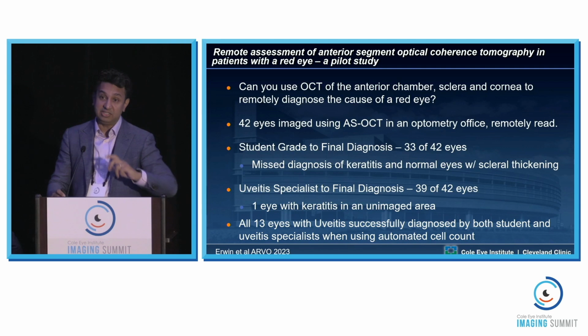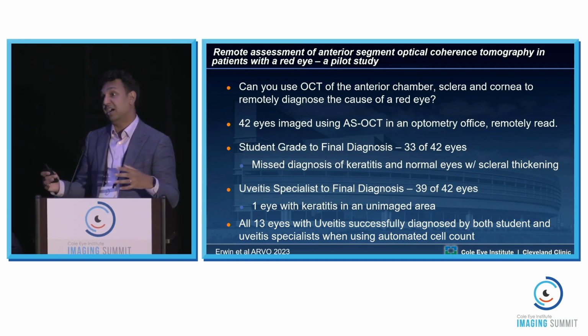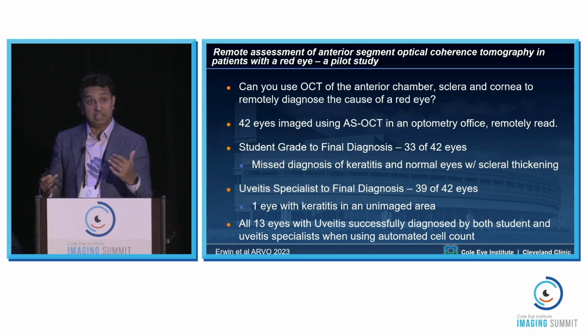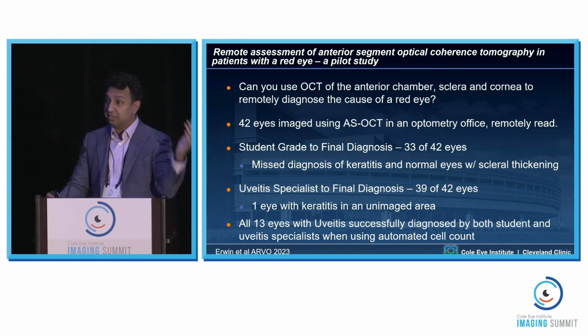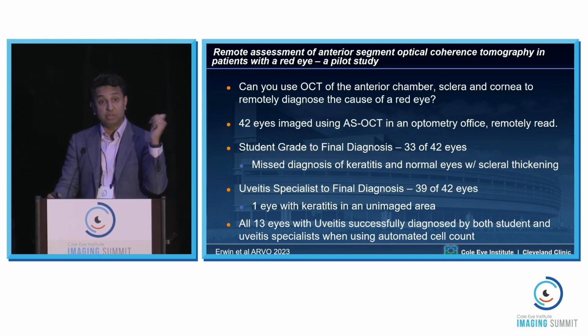What if we took our OCT and put it in a clinic? Could we remotely diagnose patients with red eyes? We get these calls all the time. I have a patient with a red eye. I don't know what I'm seeing. Why don't we put them through an OCT in the optometrist's office and get those images to come to us remotely? Can we remotely grade them and determine who needs to be assessed immediately and who we can wait on?